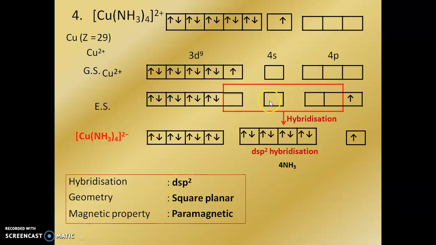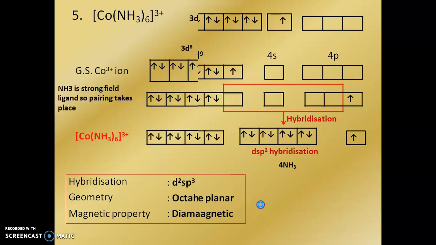In the excited state, we get the 4 empty orbitals of the copper +2 ion, and these take part in the hybridization. These four hybridized orbitals overlap with the 4 NH3 ligands, and they form dsp2 hybridization. Hence the hybridization is dsp2, geometry square planar. Here one unpaired electron is there, so this complex shows paramagnetism. But in nature this compound does not exist.